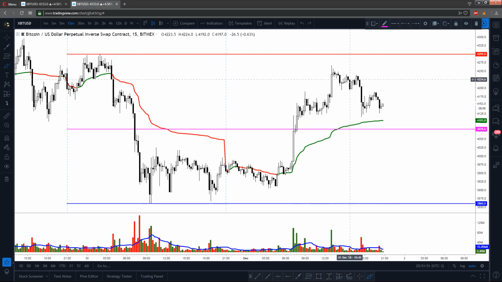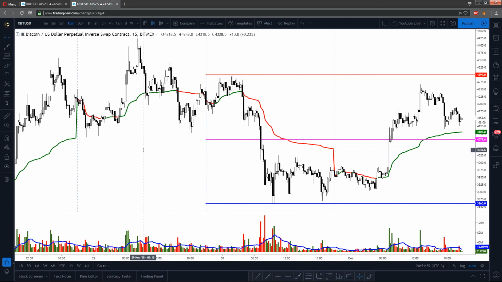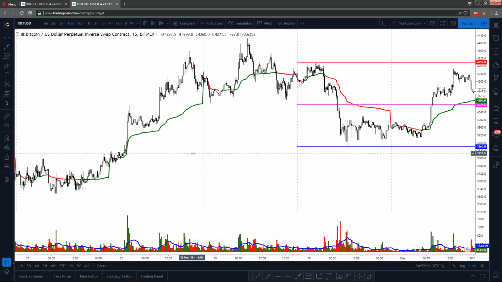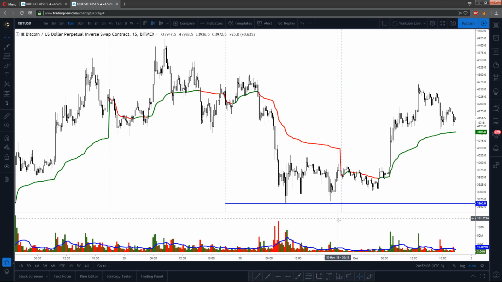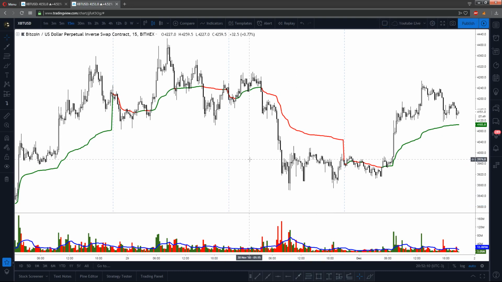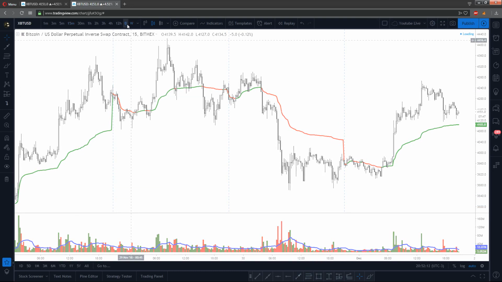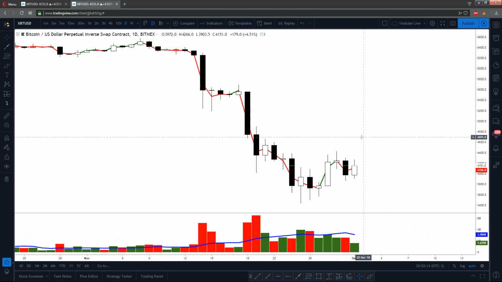Now, this is not a perfect setup because we're still kind of in a bullish VWAP. Let me see if I can find a better bearish setup here. Actually, here's a better setup. I'm going to get rid of these lines here. So we're going to do the same thing, but for yesterday. Let's pretend like today didn't happen.